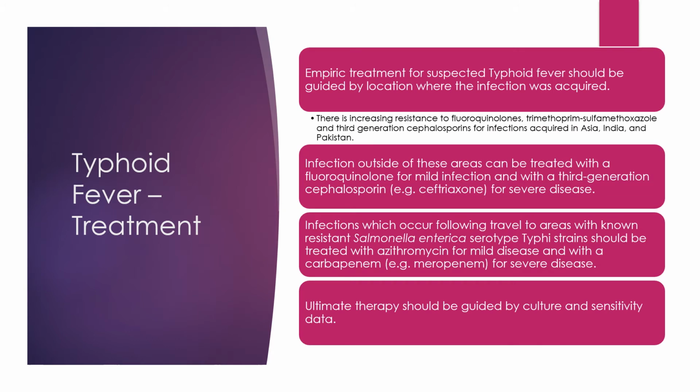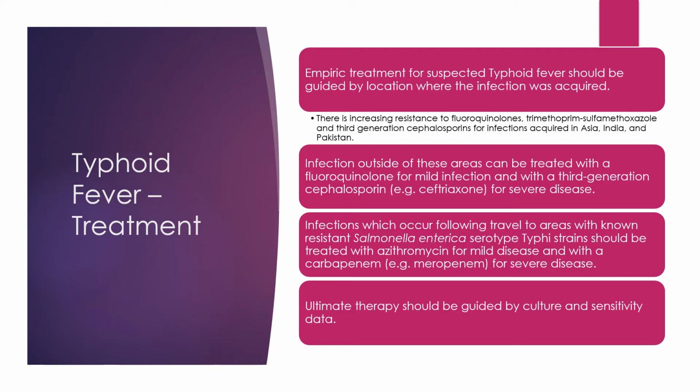Treatment, it's location, location, location. There are high rates of resistance forming to fluoroquinolones, Bactrim, and 3rd-generation cephalosporins, especially in Asia, India, and Pakistan. And in infection outside of these areas, you can treat with a fluoroquinolone for mild disease or with a 3rd-generation cephalosporin such as ceftriaxone for severe disease.